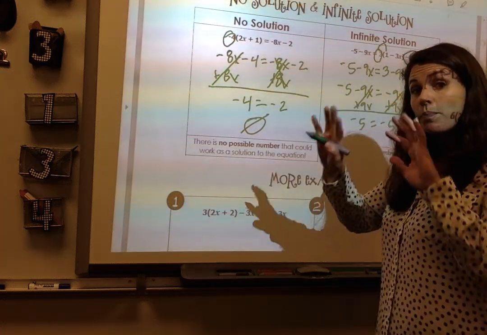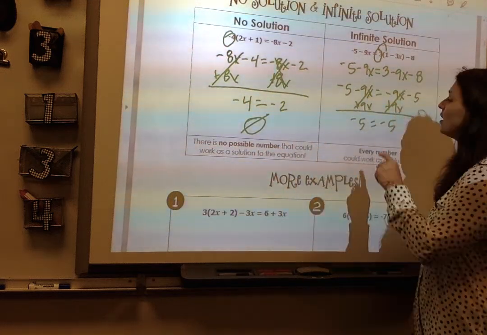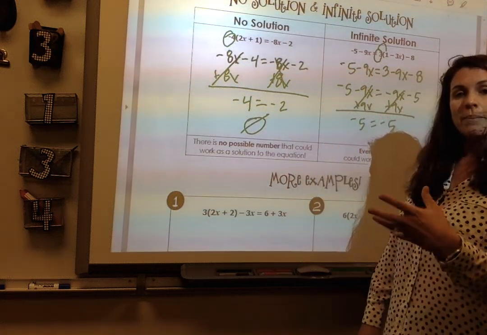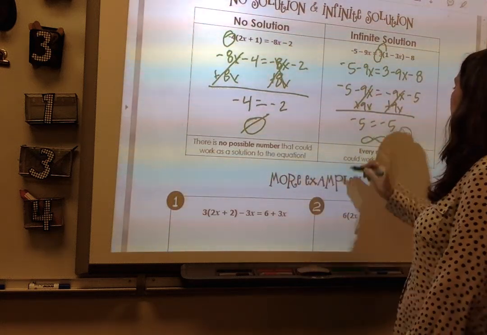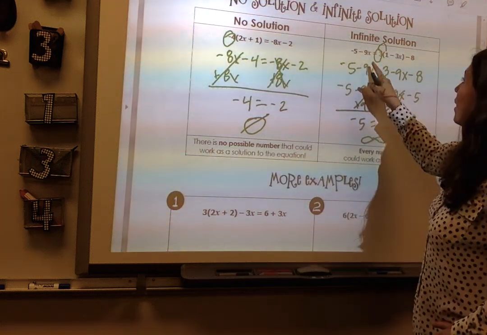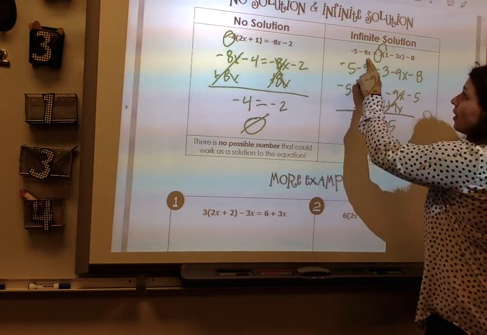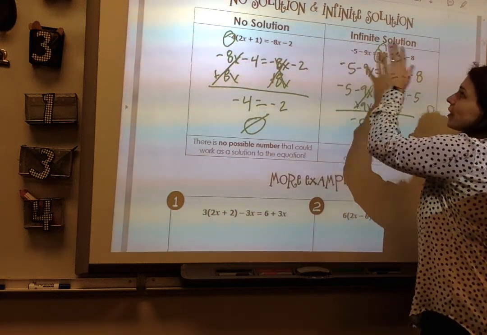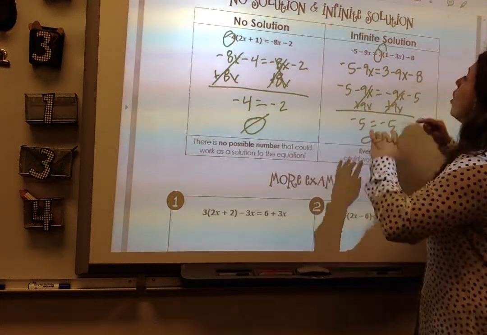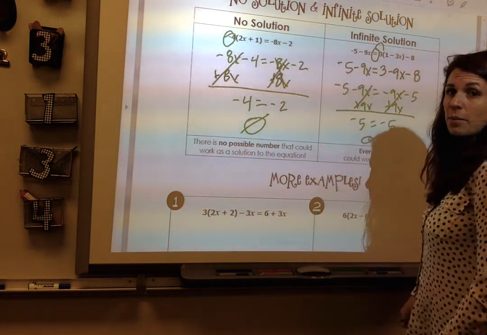So notice both variable terms have canceled out, just like here. But when I ask myself the question, is negative 5 equal to negative 5, the answer is yes. So what that means is you have infinitely many solutions. Think about that: no matter what number you plug in for x, it's going to be the same on both sides. If you plug in a 1 here and a 1 here, you get the same thing on both sides. If you plug in a 2, a 5, a 10, it doesn't matter. Whatever number you substitute for x, it's going to be the same on both sides.